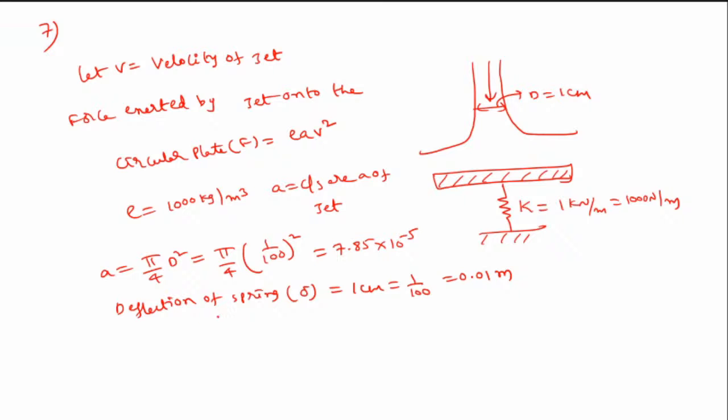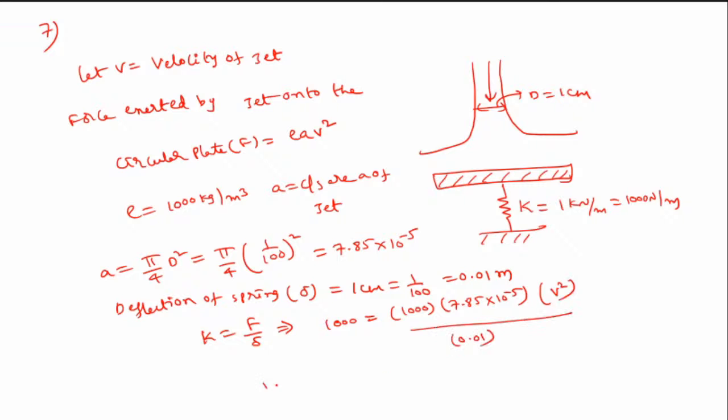So what is the definition of k? k is equal to force by delta. Then substitute the value of k. k is nothing but 1000. 1000 is equal to F, which is rho a v square, that is 1000 into 7.85 into 10 power minus 5 into v square, by delta, which is 0.01. So v will be around 11.29 meter per second.